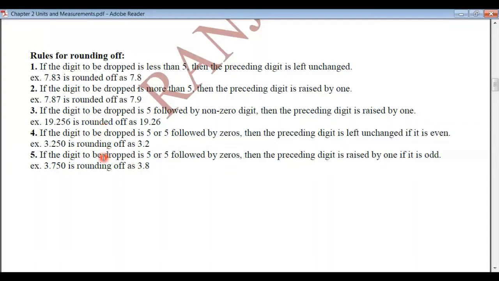So these are the rules for rounding off. The first one is the digit to be dropped is less than 5. Then the digit just before it will remain unchanged. Digit to be dropped is more than 5. Then the digit just before it will be raised by 1. If the digit to be dropped is 5 followed by any non-zero digit, then it will be raised by 1. If it is only 5 or 5 followed by 0, then we have to see the preceding digit. If it is even, it will remain unchanged. If it is odd, it will be raised by 1.